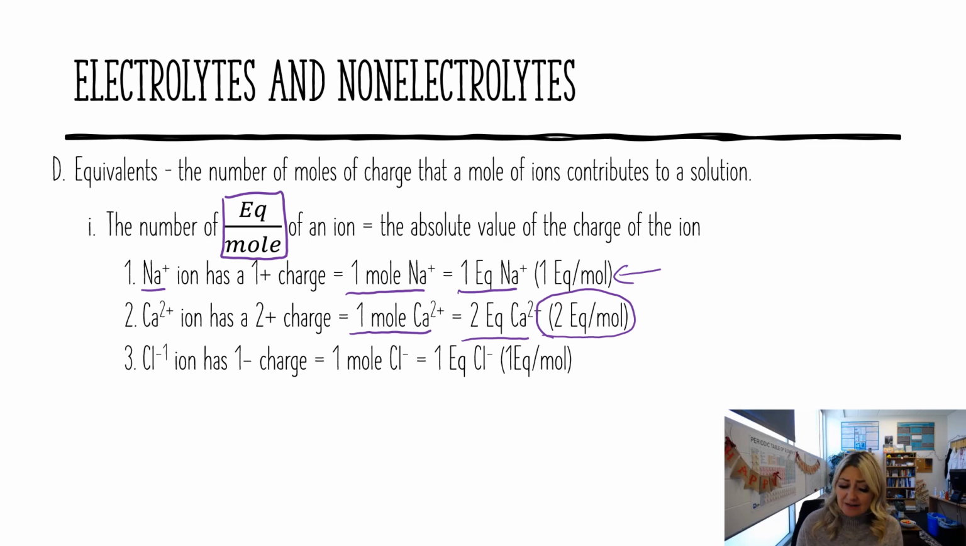Looking at an anion, the chloride ion with a -1 charge, so it's accepted an electron, has a -1 charge, so 1 mole of the chloride anion is equal to 1 equivalent of the chloride anion. So we would also describe this as being 1 equivalent per mole. And I know what you're thinking. What does this have to do with anything? I'm so glad you asked. Join me on the next slide, please.